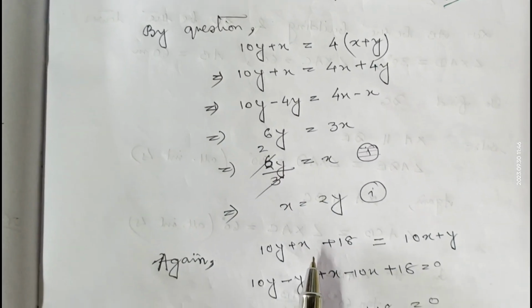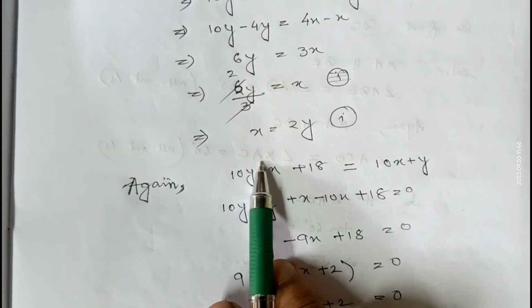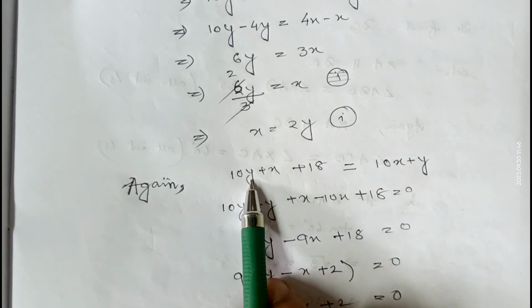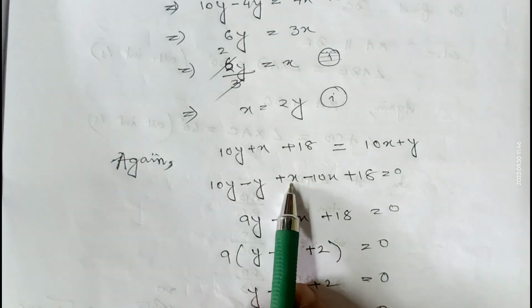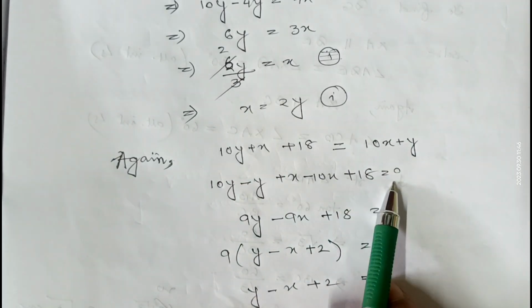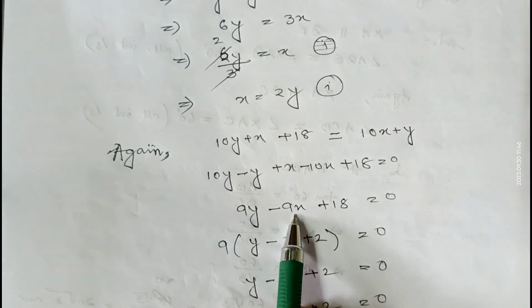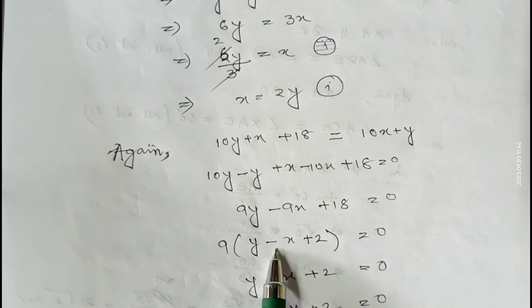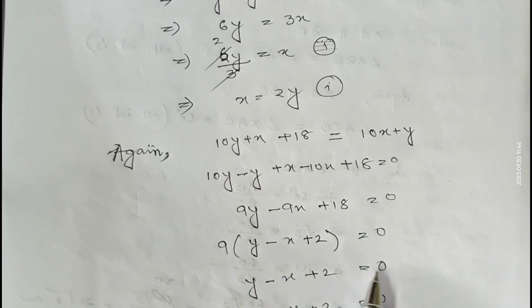Again it is given, if 18 is added to the number, the digits are reversed. So this is the actual number, 10y plus x. If I add 18, the digits will interchange, so we get 10x plus y. So 10y minus y plus x minus 10x plus 18 equals 0. 10y minus y is 9y, minus 9x plus 18 is 0. From here I can take 9 common. y minus x plus 2 equals 0, since 0 divided by 9 will be 0 only.